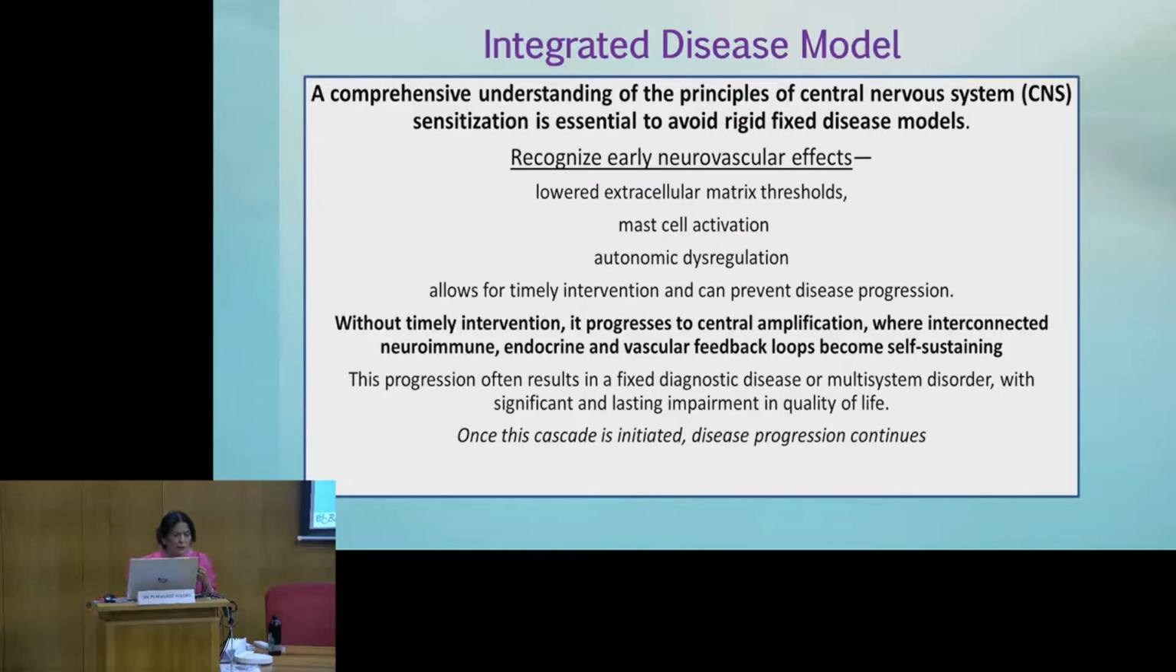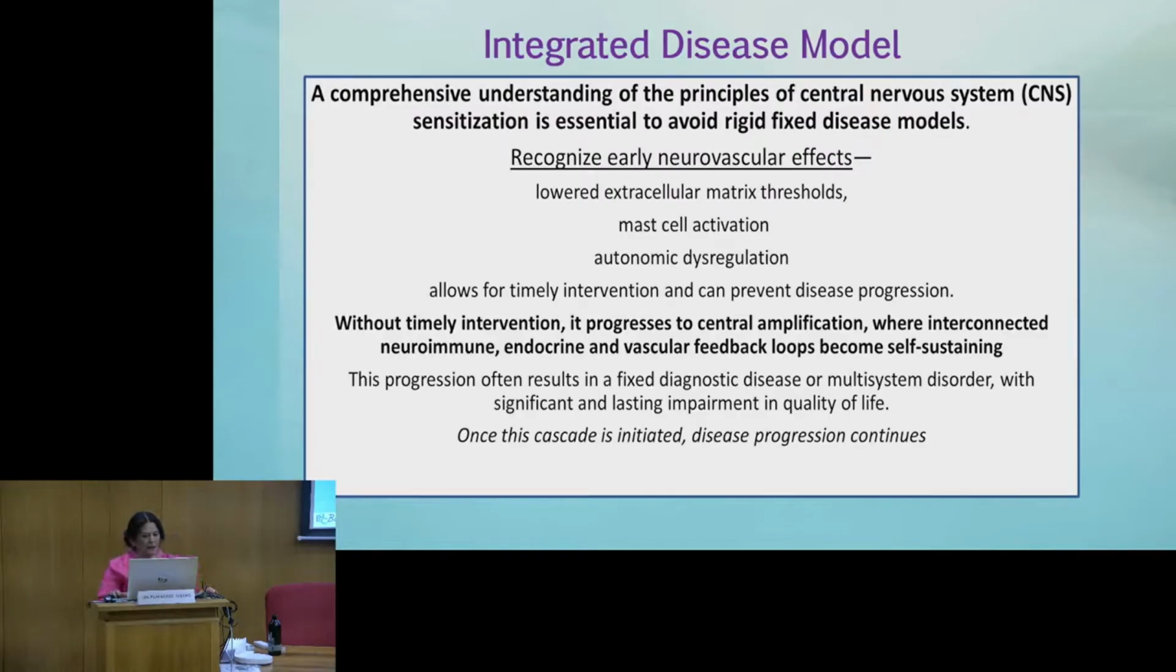So what is our responsibility as a physician? That we have to recognize the early neurovascular effects, lowered extracellular matrix thresholds, mast cell activation, and autonomic dysregulation. When we see these, we know that this person still is in a phase that is reversible. And so if we do timely intervention at this phase, we can prevent the progression of the disease. Without timely intervention, it will continue to progress.